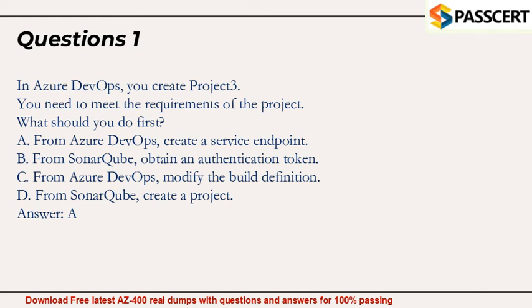Question 1. In Azure DevOps, you create Project 3. You need to meet the requirements of the project. What should you do first? A. From Azure DevOps, create a service endpoint. B. From SonarQube, obtain an authentication token. C. From Azure DevOps, modify the build definition. D. From SonarQube, create a project. Answer: A.